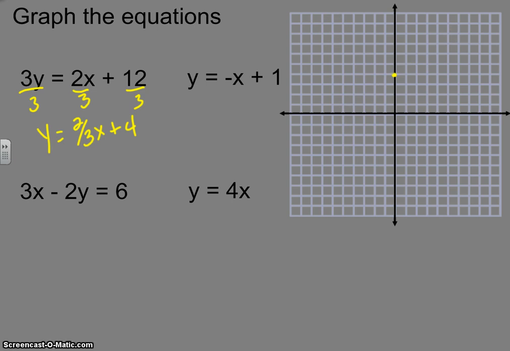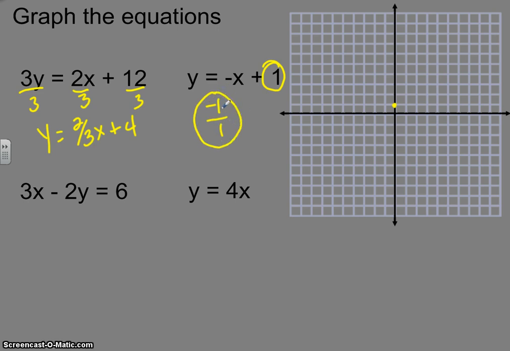Okay, let's look at the next one. -x plus 1. This one's already solved for y. What is the y-intercept? Well, it is 1. My first point always goes on the y-intercept. Now I'm going to use the slope to graph. Well, what is the coefficient of x? It's -1. Remember, when we're using slope, we kind of need a fraction. So we have to think of that as -1/1.